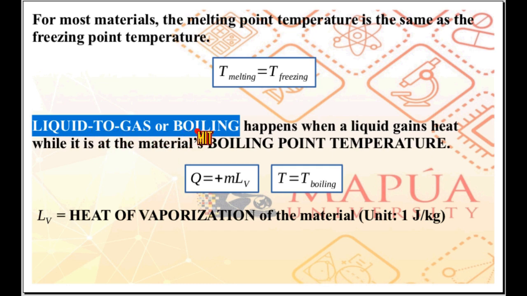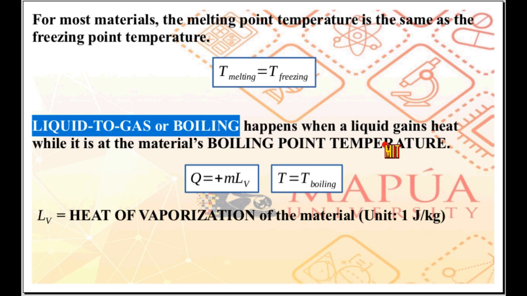Boiling, or the liquid to gas transition, happens when a liquid gains the right amount of heat energy while it is at the material's boiling point temperature. Again, two conditions. The right amount of heat must be gained, so Q is positive, and the object must be at the boiling point temperature of the material. T is equal to T boiling. Each material has a corresponding boiling point temperature.